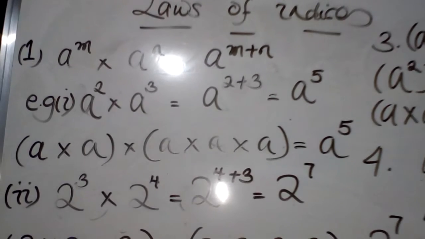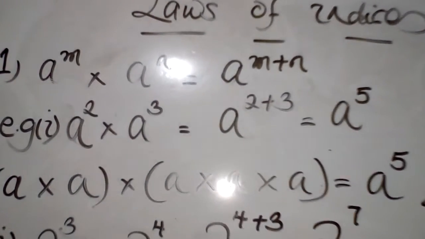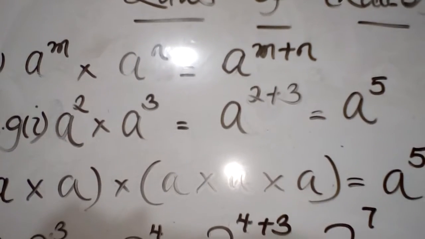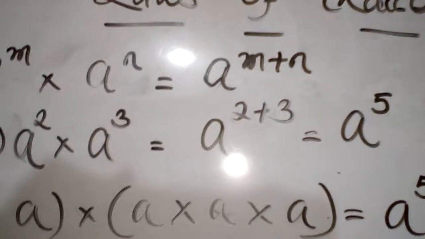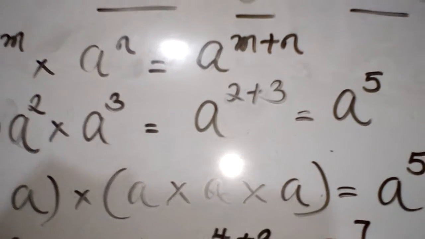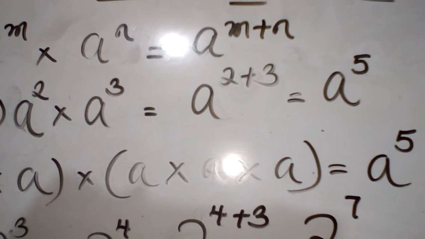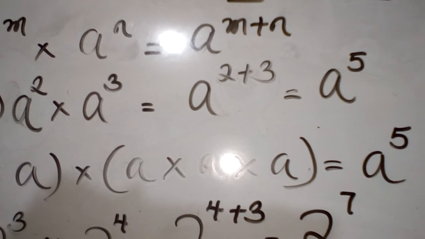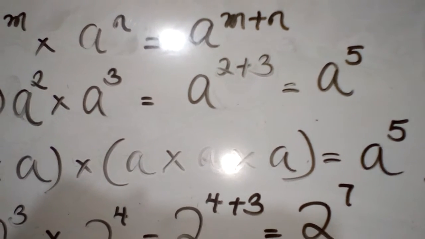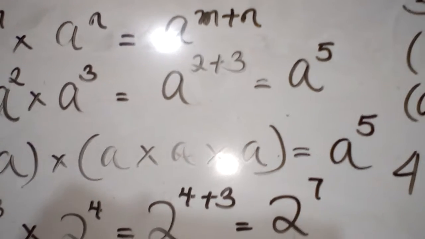In the example in your picture, you can see that we have a to the power 2 multiplied by a to the power 3. And what do we get? We get a to the power 2 plus 3, which becomes 5.